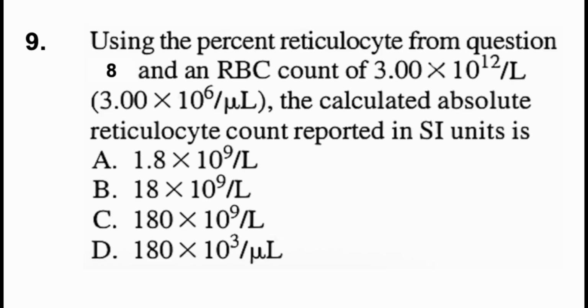Move to our last question. Using the percentage reticulocyte from question 8 and an RBC count of 3.0 x 10^12 per liter, the calculated absolute reticulocyte count reported in SI units is: C, 180 x 10^9 per liter.